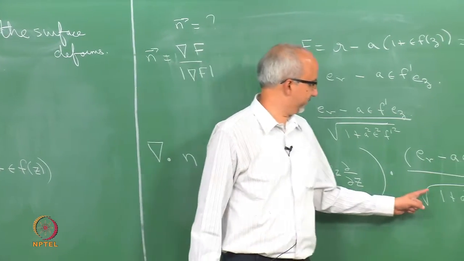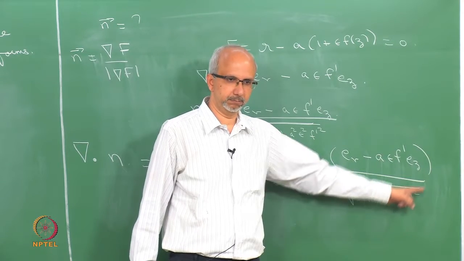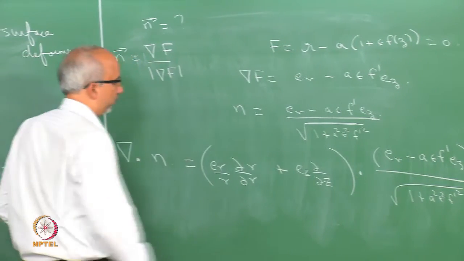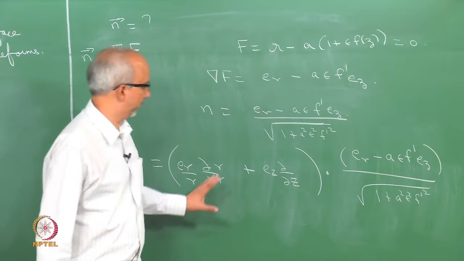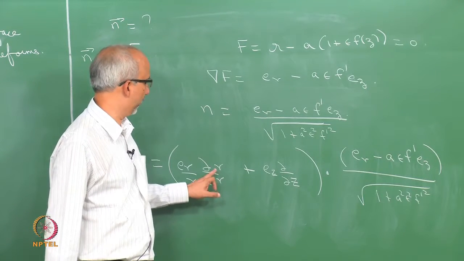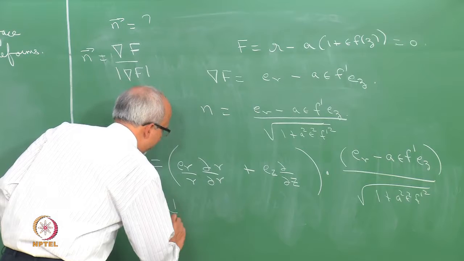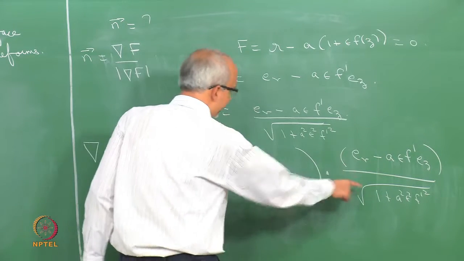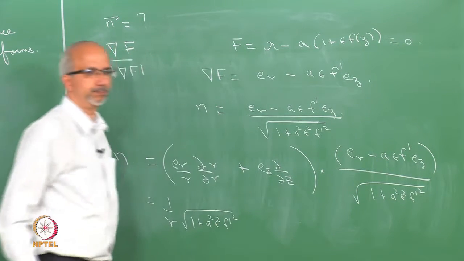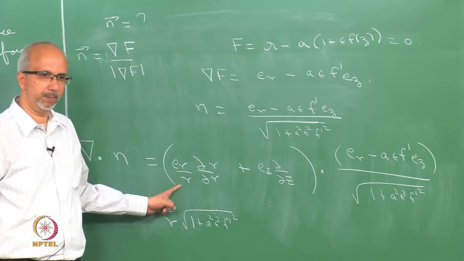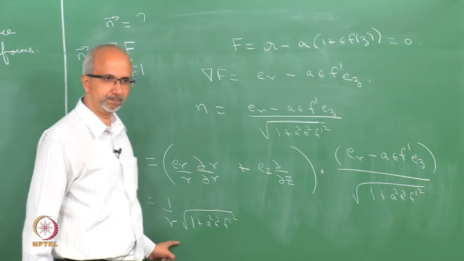What I also want you to recognize is that this particular term is a function only of Z, it does not contain R, the entire thing is independent of R. So for all practical purposes, when I am differentiating with respect to R, this is going to give me 0, but then I have to use the product rule, R multiplied by that. So what I will get is 1 by R times this, 1 plus A square epsilon squared F prime squared, that is what this is going to give me, 1 by R times this, and ER dotted with ER is 1, and that is d by dr of R, which is 1.